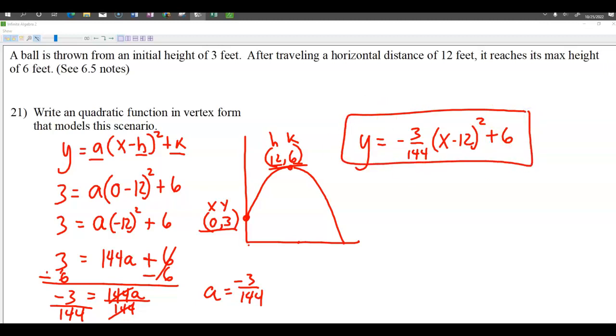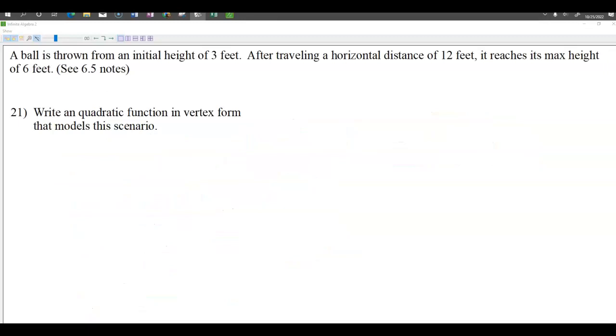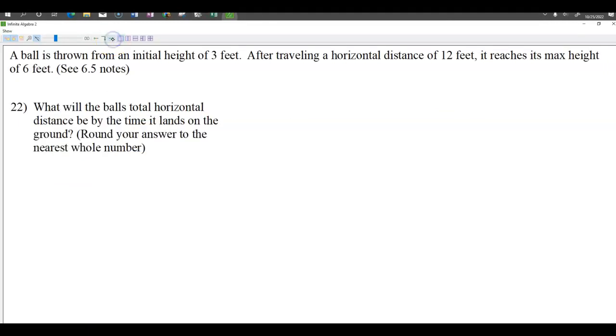Okay, so there's a quadratic function that models this scenario. It just has an uglier looking a value, but we've already done that once today. I think the trick is making sure you know how to turn these words up here into a picture with points. And just making sure you know that one of them is a vertex and one of them is your starting point. All right, let's move on to number 22.